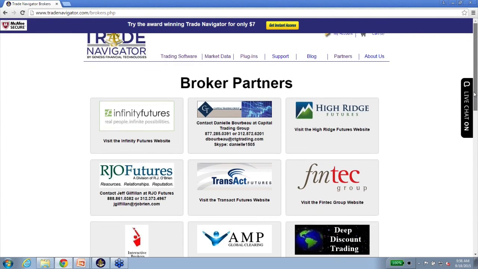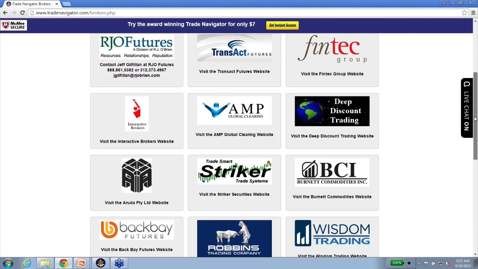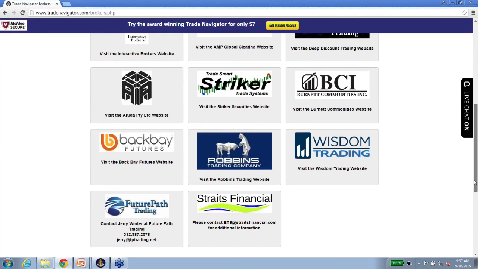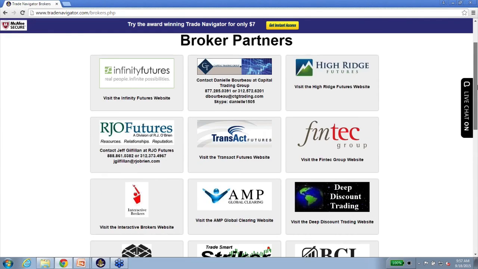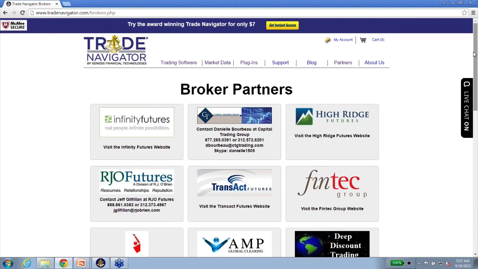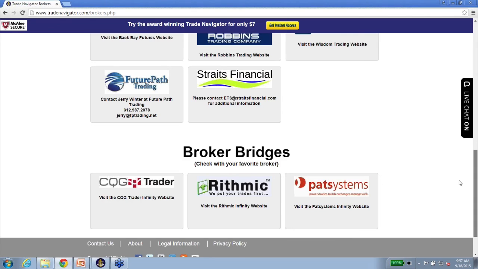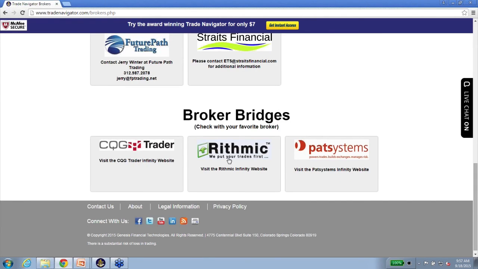IB, Interactive Brokers. Notice Interactive Brokers. There it is. It is on there. Some of the brokers we don't have on there, but there's also something like an interface, so you can actually interface to a different broker. Like if you wanted to use a certain broker and they happen to use CQG as an interface, you'll see at the bottom, these are broker bridges. So you can connect with PATS, Rhythmic, or CQG to a different broker than might be on the list, because it's a connection between the software and the broker.